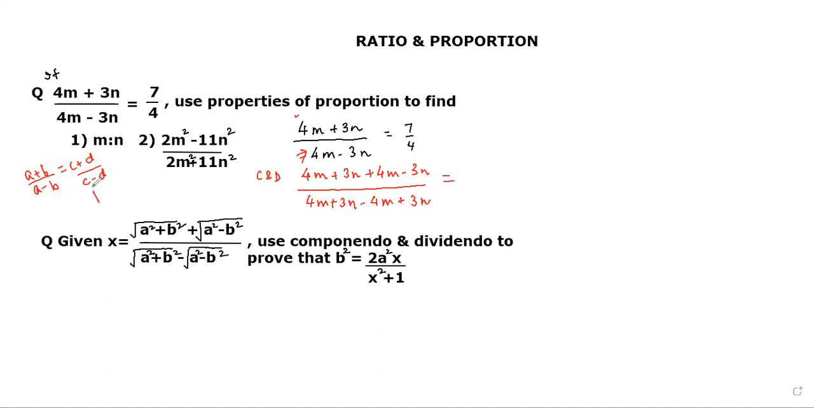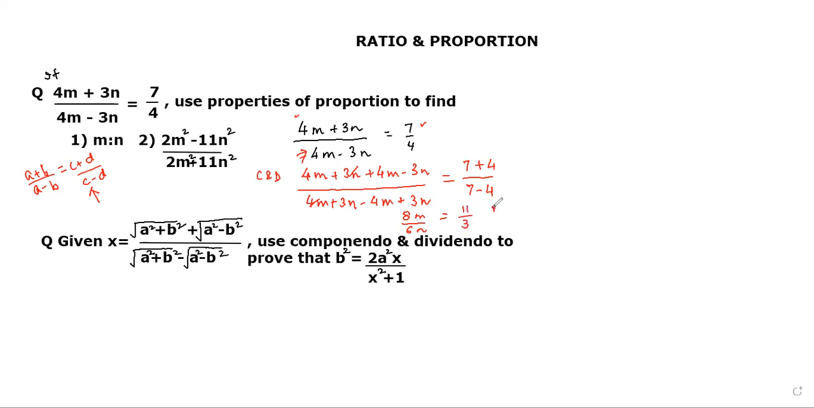Similarly, we will do componendo and dividendo on the right hand side, so A plus B whole upon A minus B. All right. So this makes it 3n and 3n and gets cancelled. This makes it 8m upon 6n. You can see that 4m gets cancelled. 8m upon 6n is equal to 11 upon 3.